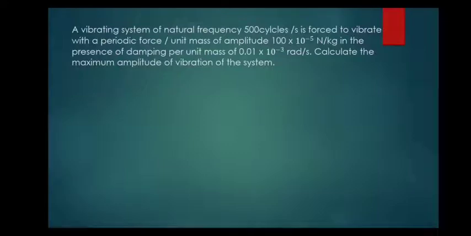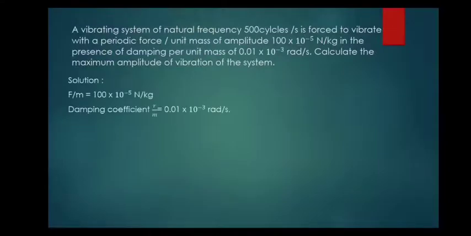Next problem. A vibrating system of natural frequency 500 cycles per second is forced to vibrate with a periodic force per unit mass of amplitude 100 into 10 to the power minus 5 Newton per kg in the presence of damping per unit mass of 0.01 into 10 to the power minus 3 radian per second. Calculate the maximum amplitude of vibration of the system.